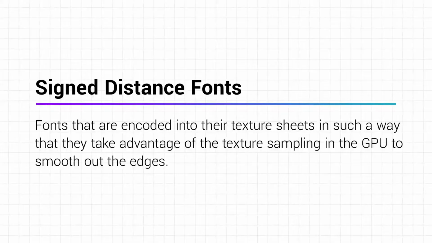An area that you'll immediately want to explore with text renders is the ability to use signed distance field, or SDF fonts. SDF fonts are encoded into their texture sheets in such a way that they take advantage of the texture sampling in the GPU to smooth out the edges. As a result, you can look at a piece of SDF text from a distance of about 2 meters away, and regardless of how close you get to it, the sharpness will maintain. It's a helpful effect because the alternative, where the texture blurs, isn't what a viewer would expect from high-quality text.